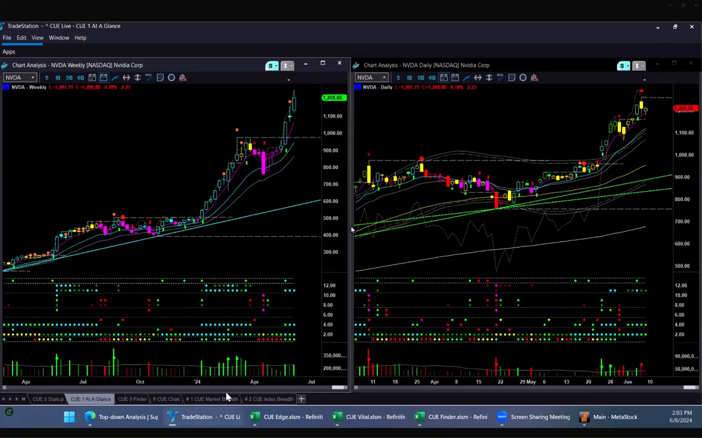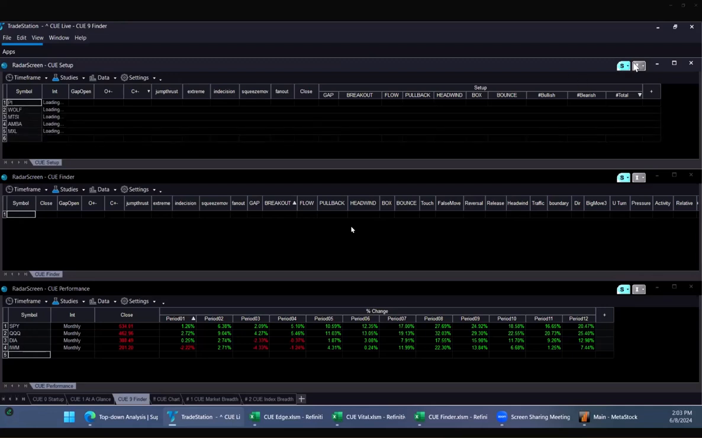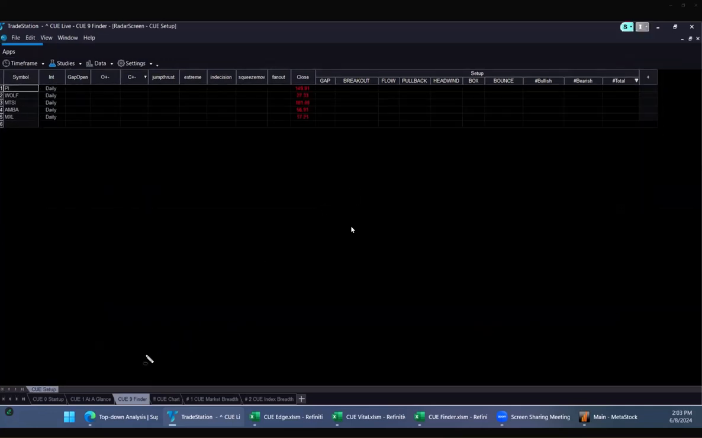I'm not looking at charts yet. See, chart looking will be the last step. I came to TradeStation. I could go to MetaStock QFinder. Now, there are different radar implementations in TradeStation. I could drop the stocks using the radar called QSetup.